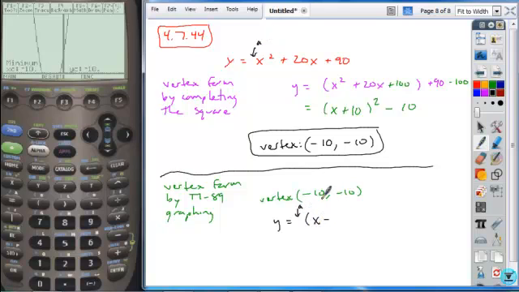Then x minus the x coordinate of my vertex goes here, so negative 10 becomes an x plus 10 squared, and then my y coordinate goes here, so minus 10, and then that would give me the vertex form of this equation if it was asking for that.